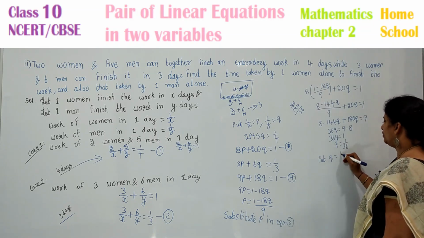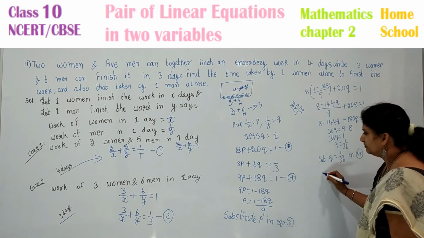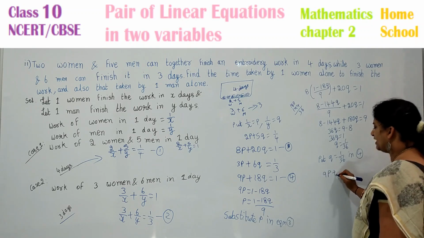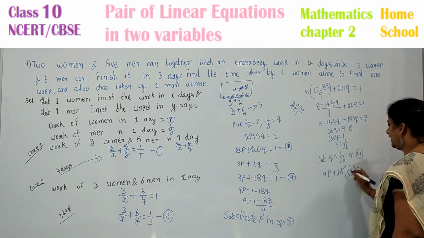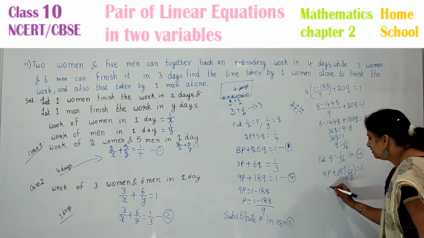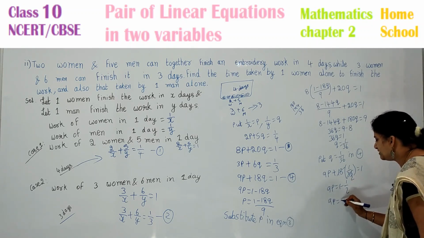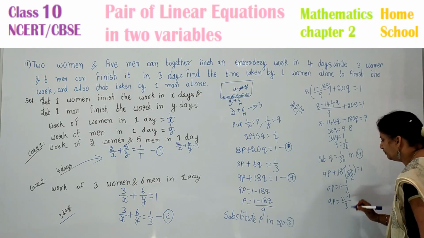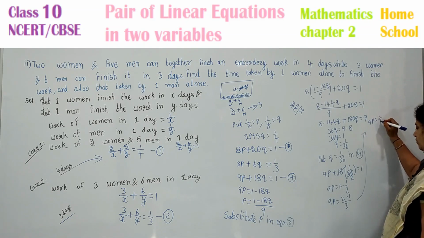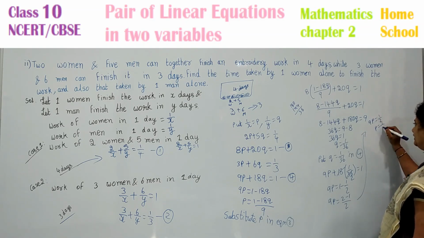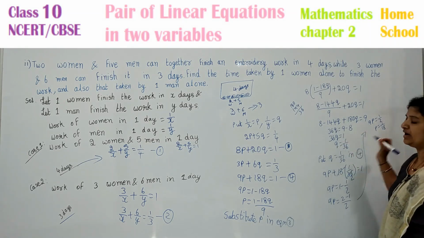Put q is equal to 1 by 36 in the fourth equation. 9p plus 18 into 1 by 36 is equal to 1. 18 2s are 36. 9p is equal to 1 minus 1 by 2. 9p is equal to 2 minus 1 by 2. So 9p is equal to 1 by 2. p is equal to 1 by 18, since 9 2s are 18. I got p value 1 by 18 and q value is 1 by 36.